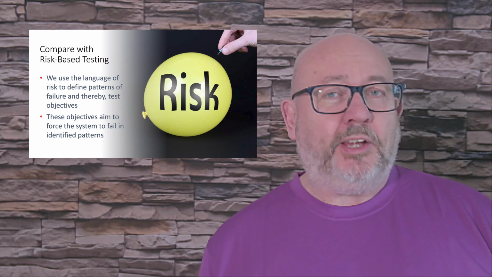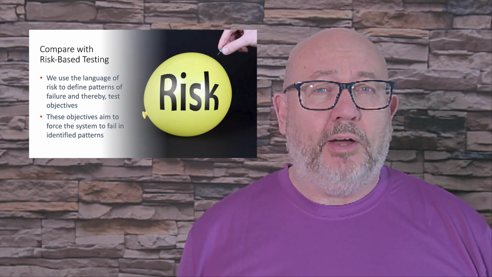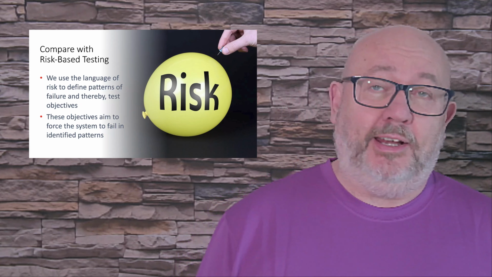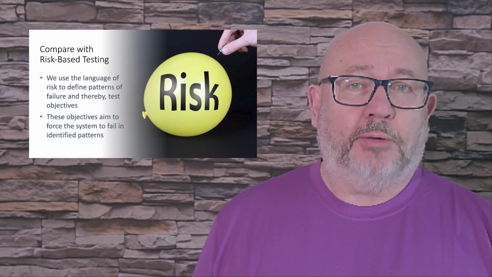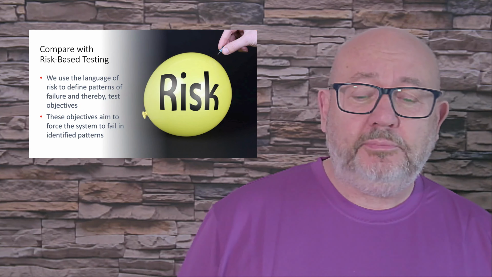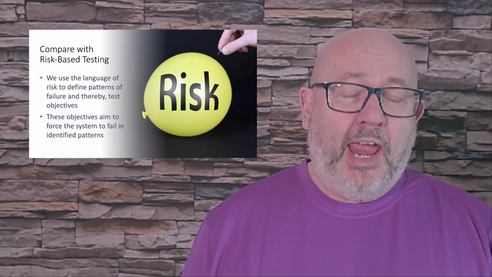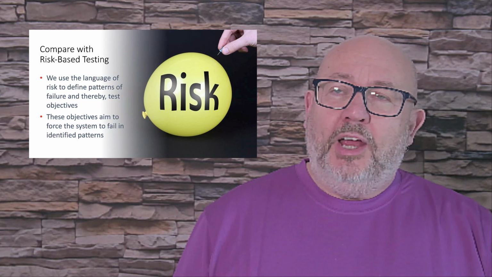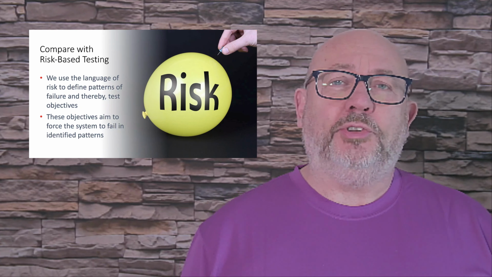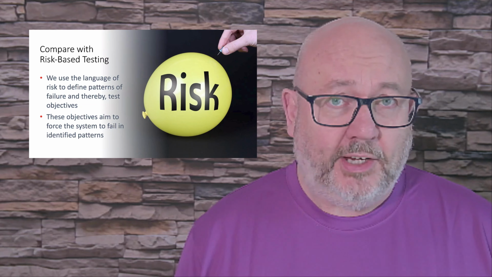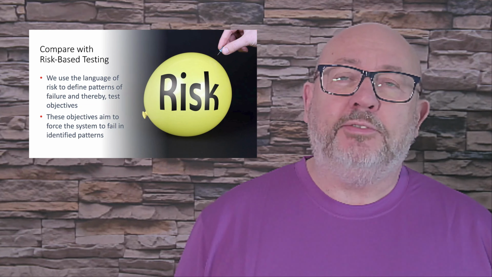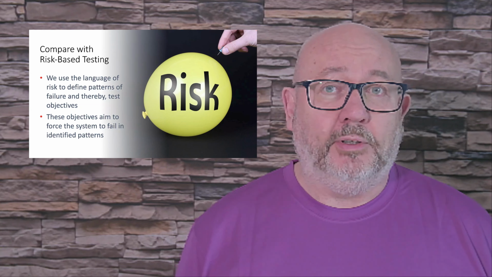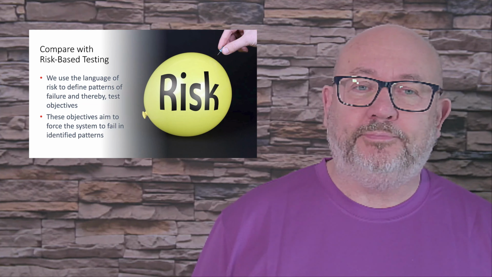If we look at risk-based testing as a comparison to what we're going to talk about with goals, with risks we use the language of risk to define patterns of failure and from that define test objectives. Those objectives are to stimulate the system to behave certain ways to trigger these failures that we fear. If we attempt to cause the system to fail and it fails, we can fix it, repair it and retest. If it doesn't fail, we become more confident that actually the risk could be assessed at a lower level and it's not so scary after all.